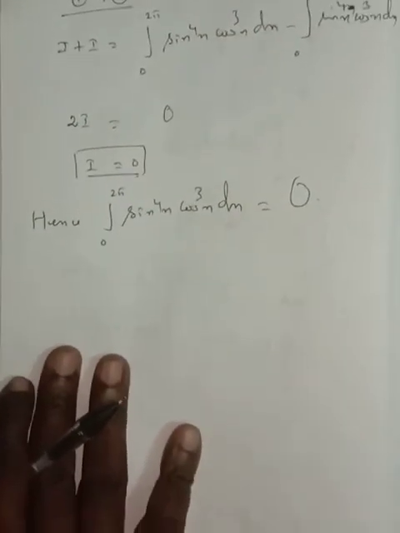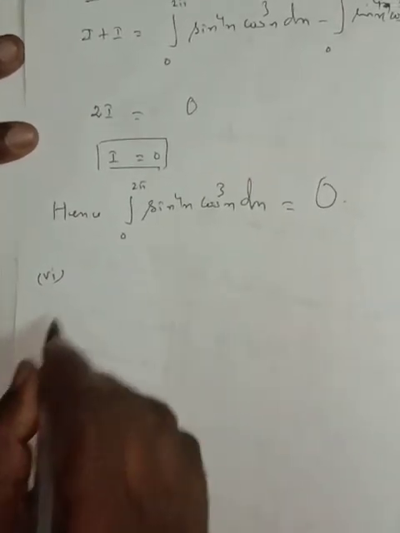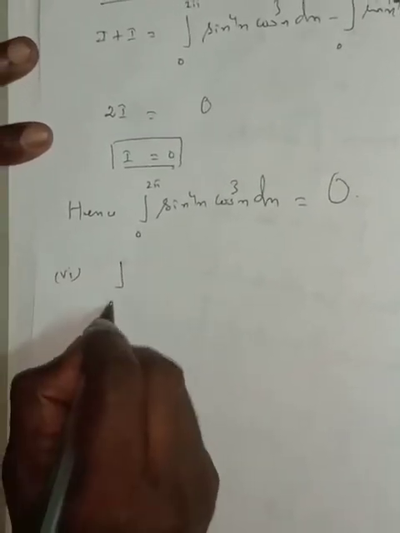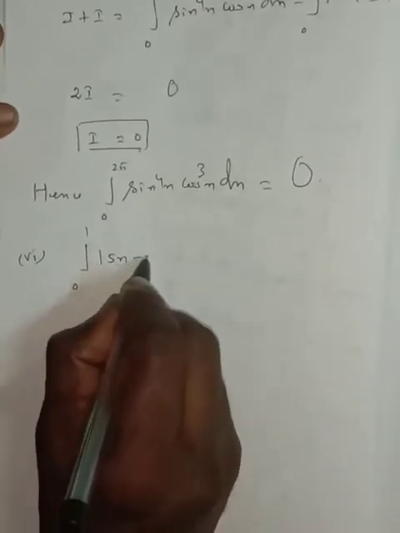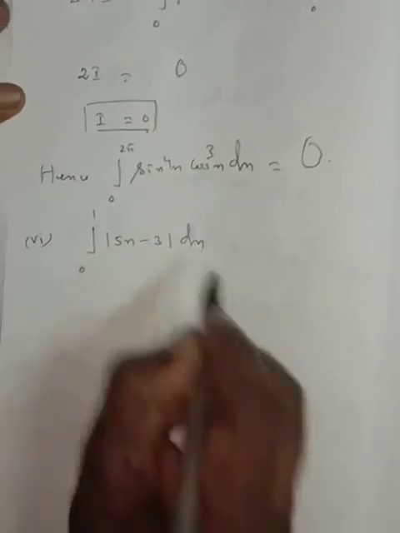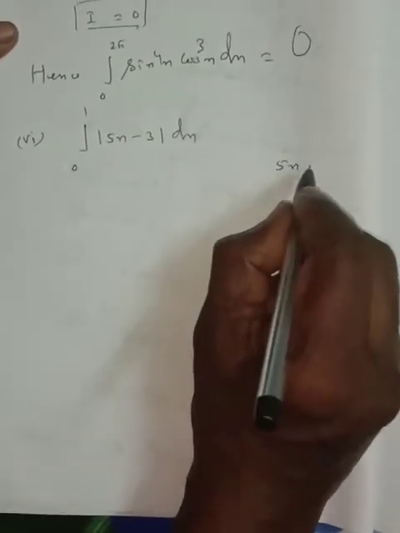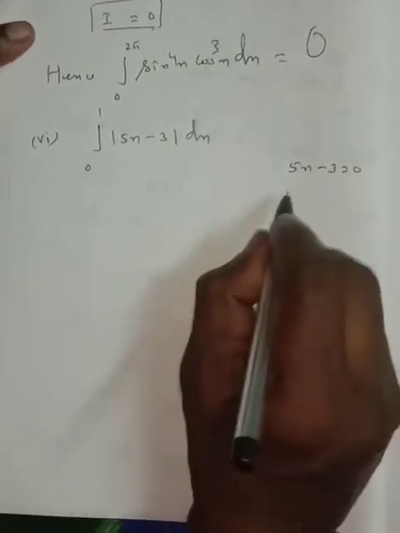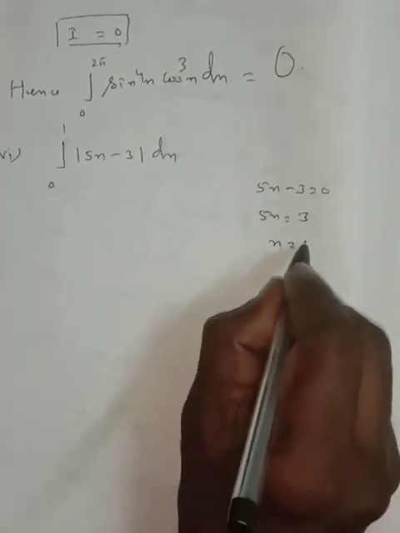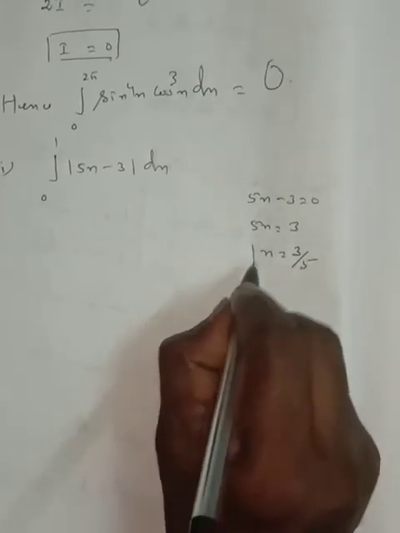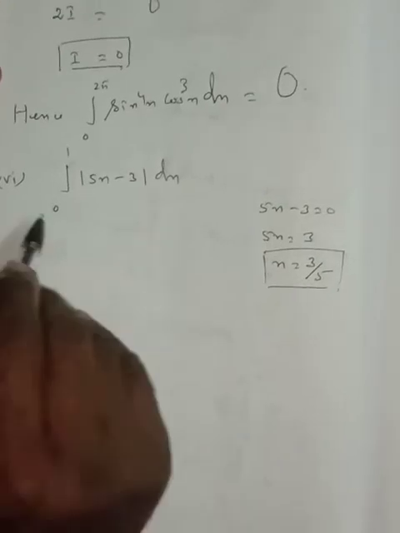Next, solution number 6. Integral 0 to 1 modulus of 5x minus 3 into dx. First we have to take 5x minus 3 is equal to 0. 5x is equal to 3. X is equal to 3 divided by 5. So the in between limit is 3 divided by 5.